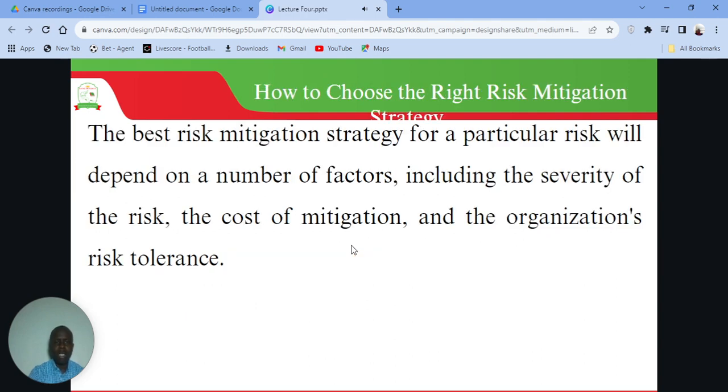Now, how do you choose the best risk mitigation strategy? You will be guided by things like the severity of the risk, the cost of mitigation, how much you are supposed to spend, and also the organization's risk tolerance.